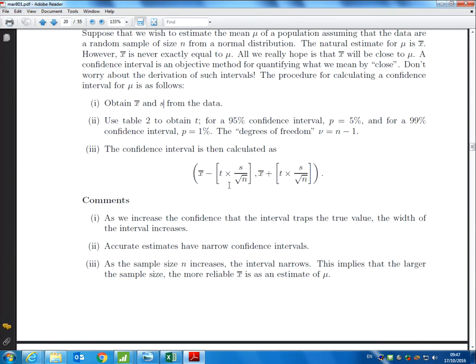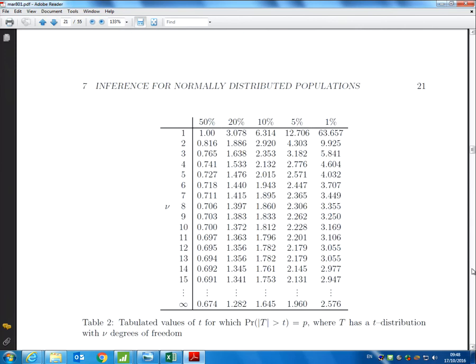Because the level of confidence also affects precision. Can anyone guess how? As confidence increases, what happens to confidence intervals? Any guesses? As confidence increases, yeah, look at the table. As confidence increases, what's going to happen to the confidence interval? The confidence intervals actually get wider.